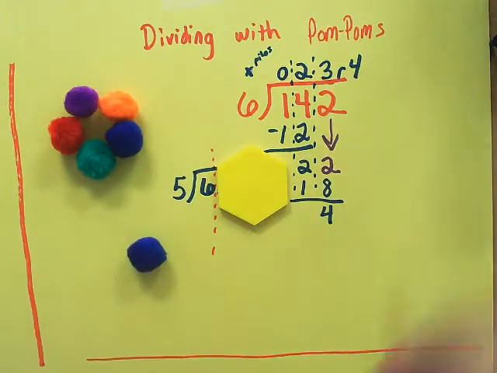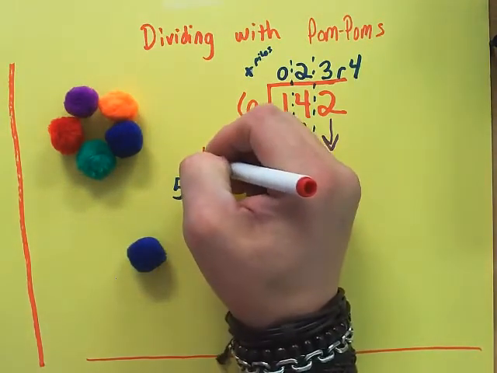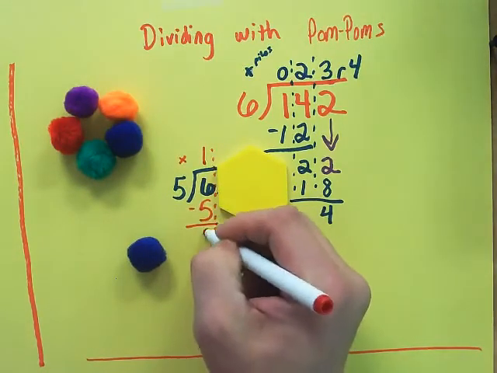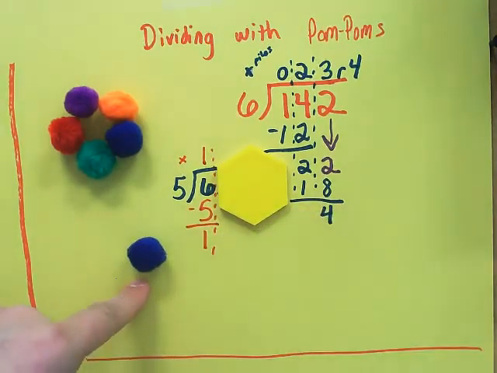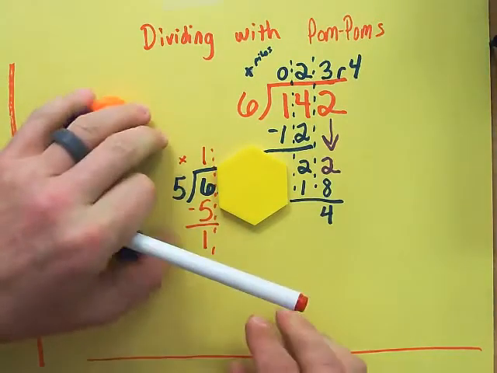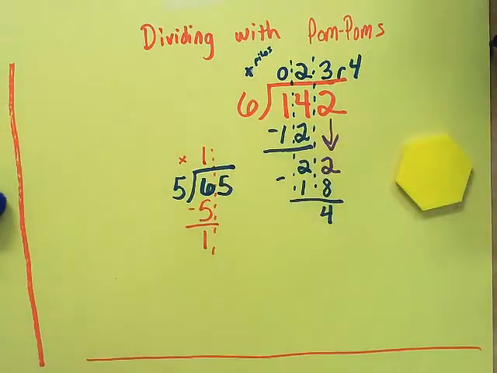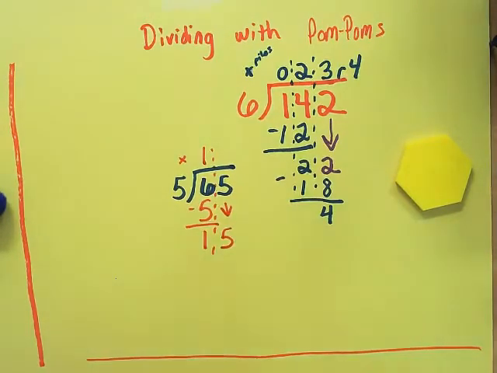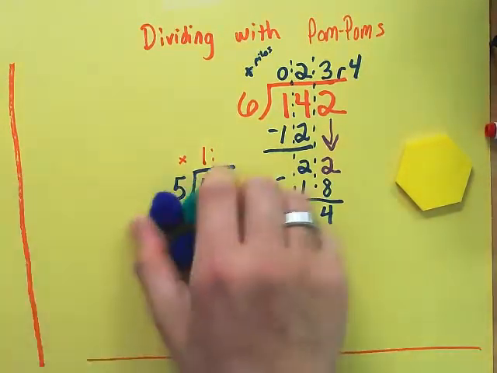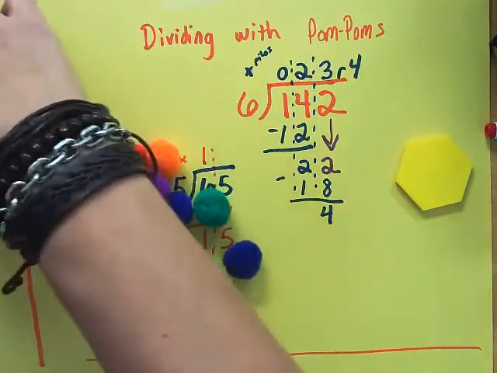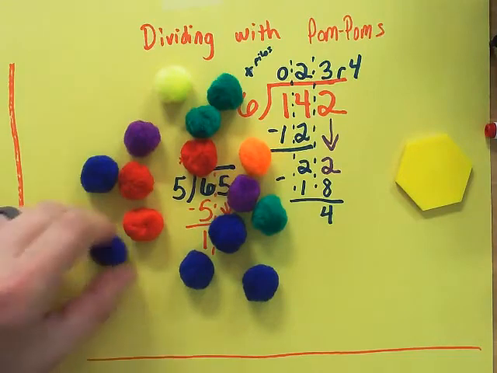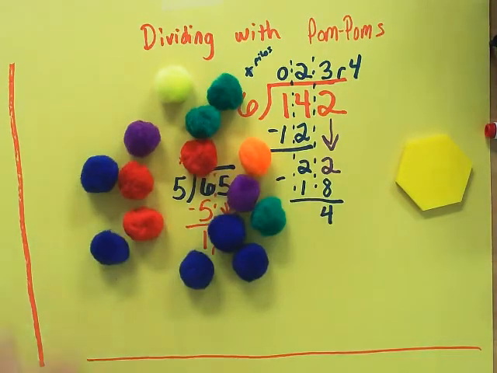So I was able to make one group of 5. So one group of 5, times 5 is 5. And then here's my little guy left over right here. Okay, so pom-poms out of the way now. We drop our next number. My new pom-pom pile is going to be 15. So 4, 8, 12, 13, 14, and 15. Okay, so here's my 15.